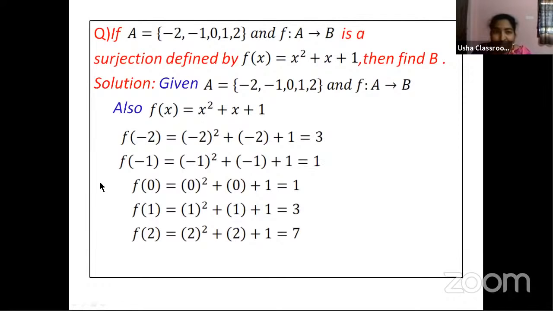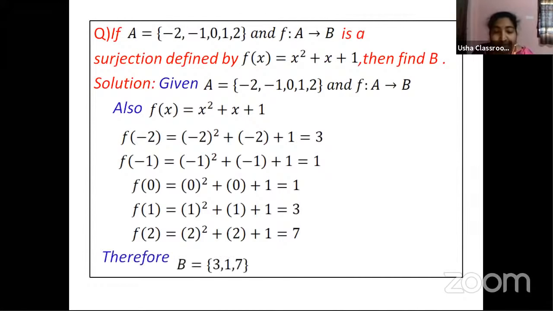Now, children, you need to cast your mind a little back and recollect the topic sets. The condition when you write a set is that no element in the set will be repeated. You are getting some values which are repeated, isn't it? What are those values which are repeated? 3 and 1. All right. So without repetition, we will write in set B. Therefore, B is equal to {3, 1, 7}, or you can write it as {1, 3, 7}. It hardly matters.